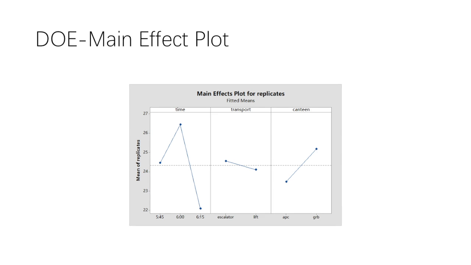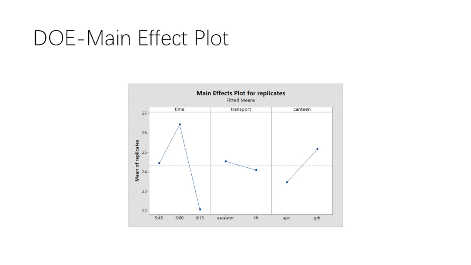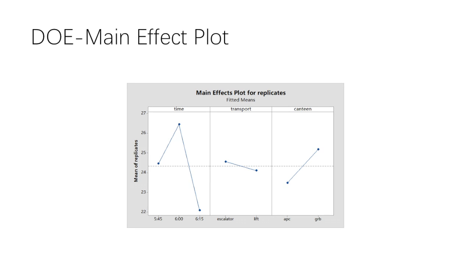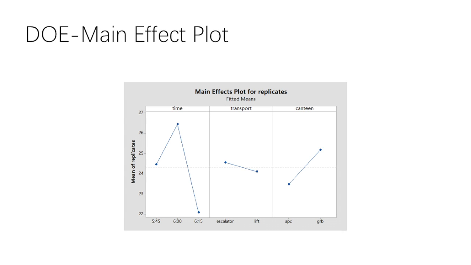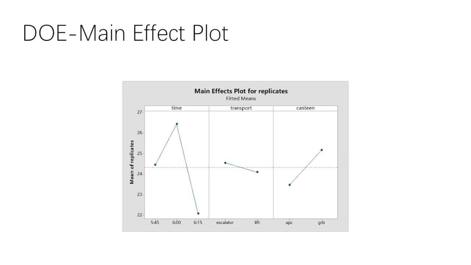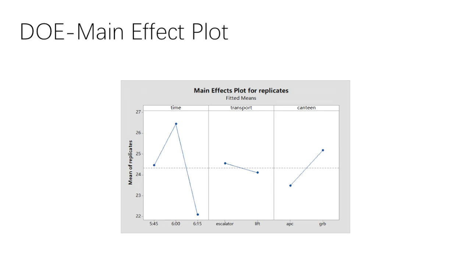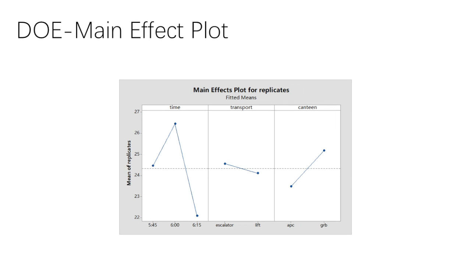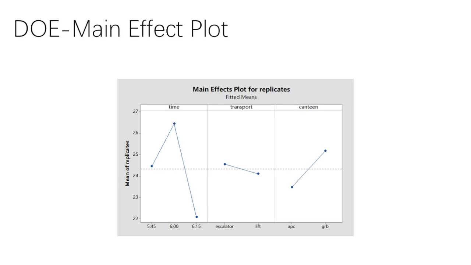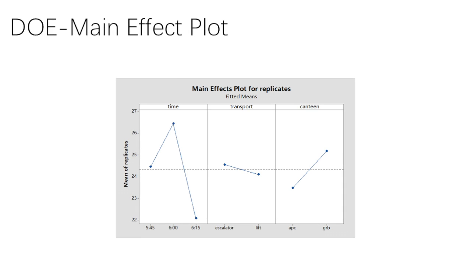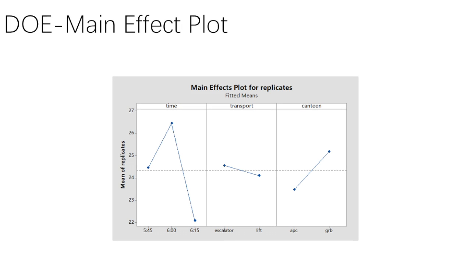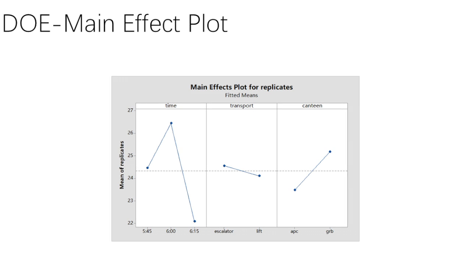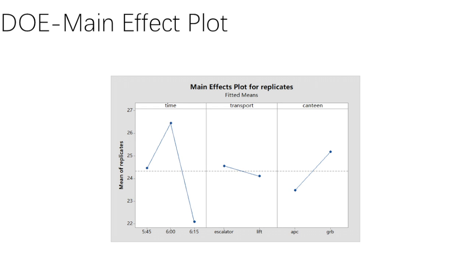The main effects plots for replicates. The mean time is shown from this graph, which is 24 minutes 20 seconds. 3 factors influence the result. The time to start having dinner has a greater effect than the 2 others. This indicates that the average dinner time increases from 5:45 to the peak at 6 o'clock. After 6:15 it decreased below the mean time. In addition, Golden Rice Bowl takes longer time than Asian Pacific. The transportation way does not affect the result too much, however. Lift seems faster than escalator at all times.